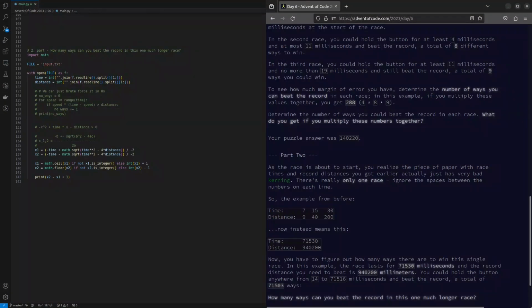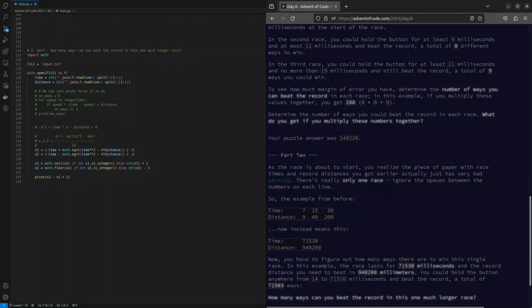In the second part, we are told that there is only one race. We must ignore the spaces between the numbers on each line. We can just take the code from the first part and slightly modify it. We glue all times and distances into one time and one distance. We get rid of the race loop and we can simply brute force the solution. It takes approximately 8 seconds, but it gets the job done.